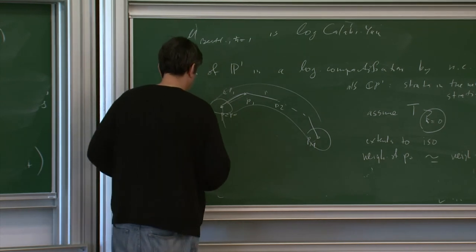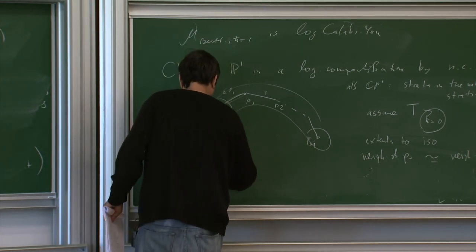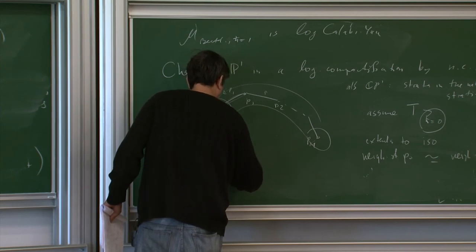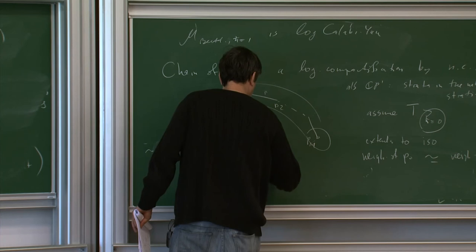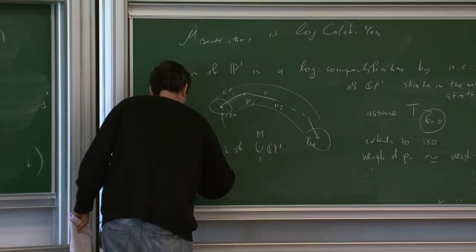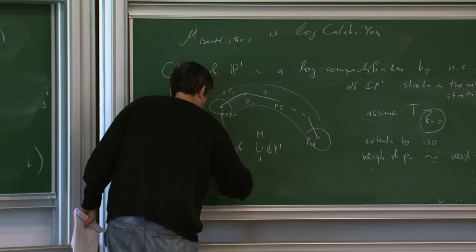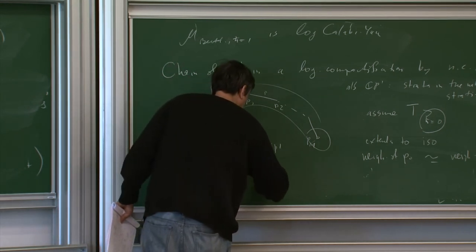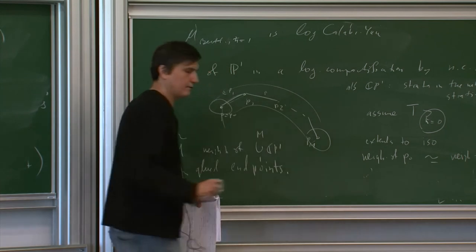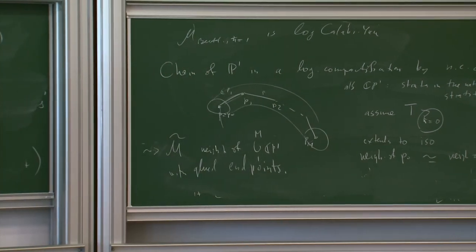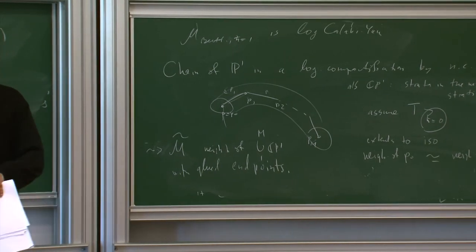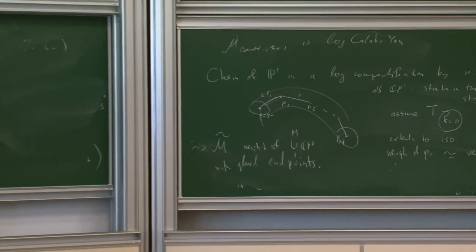We call it M tilde. It will be a neighborhood of this chain with glued endpoints. So I want to stress that this is no longer an algebraic variety. It's not even a piece of an algebraic variety, because you glue by some kind of automorphism of infinite order.